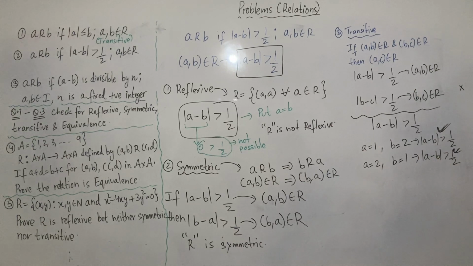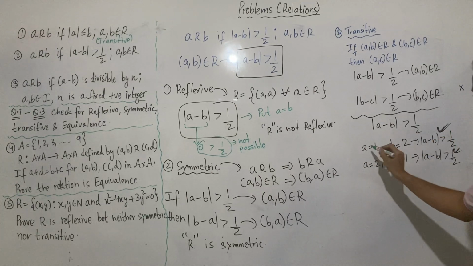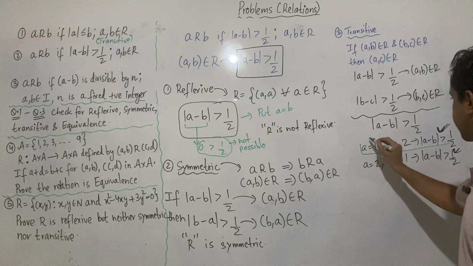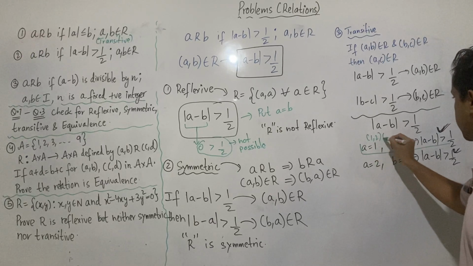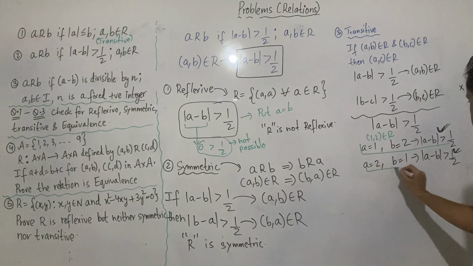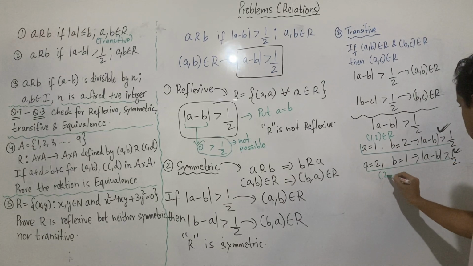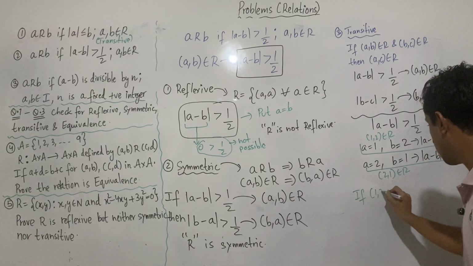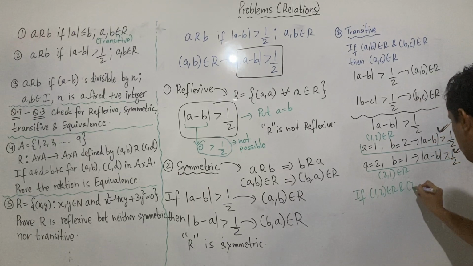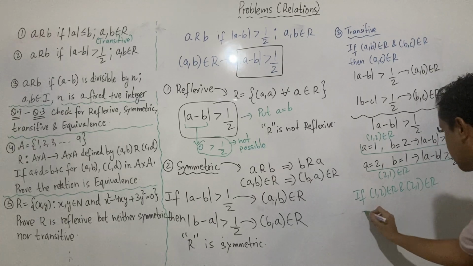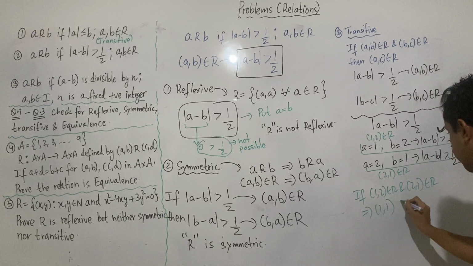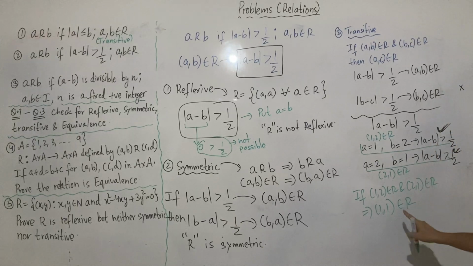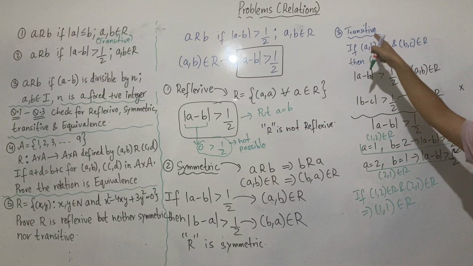They are going to be in the relation. But now see here, from this thing, I can say that (1, 2) is in the relation. And from here, I can say that (2, 1) is in the relation. So if (1, 2) is in the relation and (2, 1) is in the relation, then (1, 1) must be in the relation too.